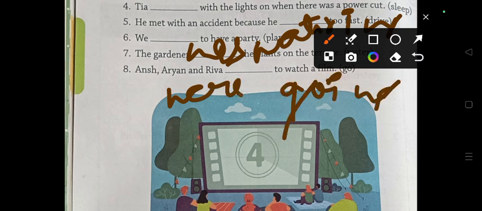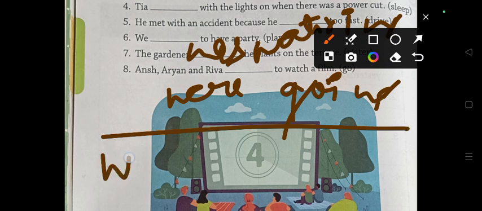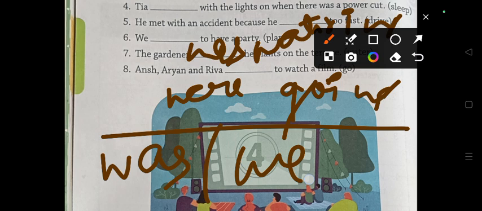Okay, so class, you can see that with the past continuous tense we are using was or were plus the ing form of the verb. Okay, so this is the rule.